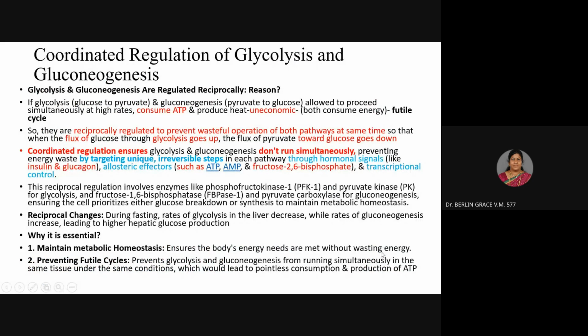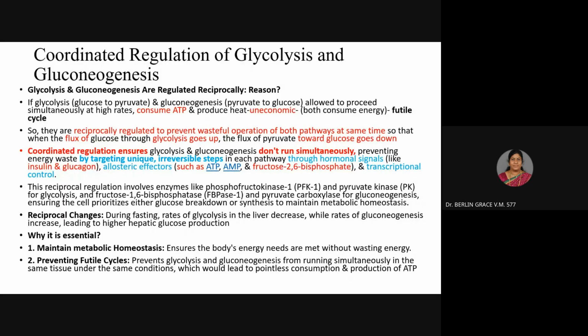So the coordinated regulation of glycolysis and gluconeogenesis is happening reciprocally. It is regulated for certain reasons. One main reason is that if both proceed simultaneously at a high rate, they consume ATP and produce heat. In that way, if both happen simultaneously, the metabolic pathway is uneconomic. Both consume energy, so it is called a futile cycle.